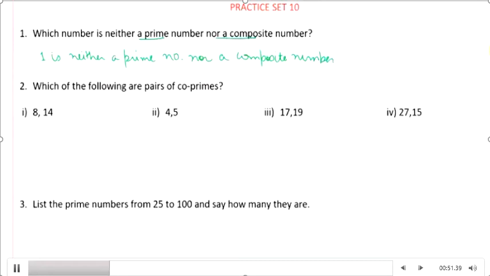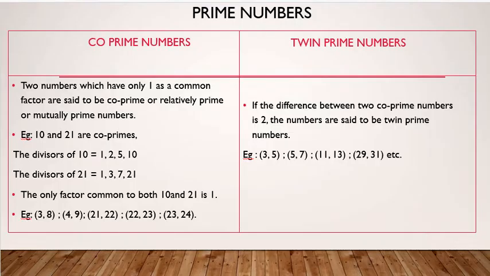Question 2. Which of the following are pairs of coprimes? 8 and 14. This is the first pair given to us. In order to find the pairs of coprimes, let us just bring to our mind the definition of coprime numbers. Two numbers which have only 1 as a common factor are said to be coprime or relatively prime or mutually prime.